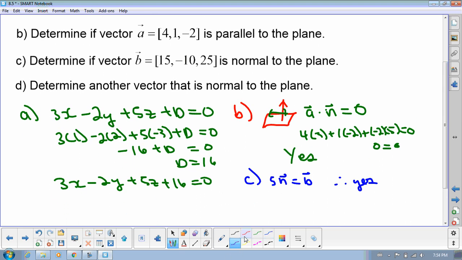Now finally, in question D, determine another vector that is normal to the plane. So if my normal is 3, -2, 5, any multiple of that works. One of the easiest ones would be -3, 2, and -5. So it's just going in the opposite direction. It doesn't say that it has to be pointing out of the page. It could be pointing into the page as well.